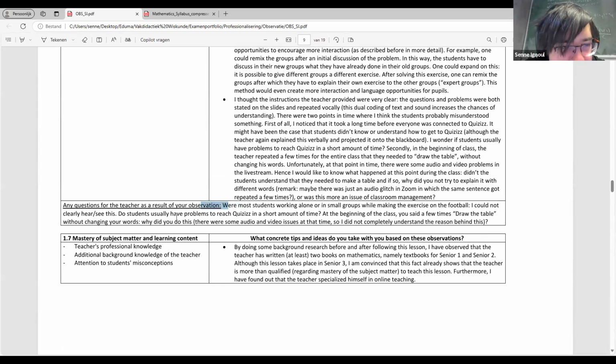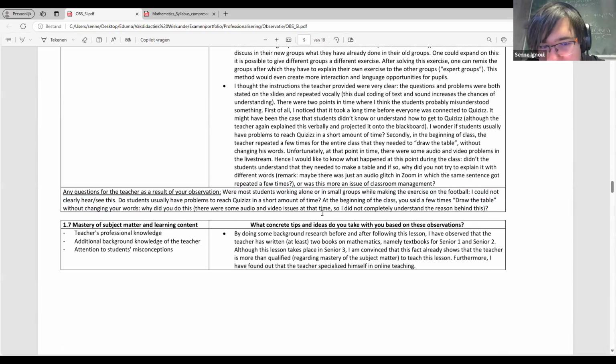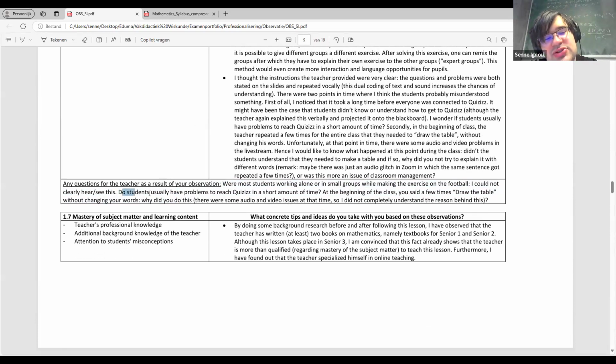Good. So we already discussed whether they were working in groups or not. What I also saw, at least it was my interpretation, is that it took a while before everyone was connected to the quiz. Is that something you also thought, that it took a while, or do you think it was normal? Because I've not been using it with real children so far. I just use it with my other students.